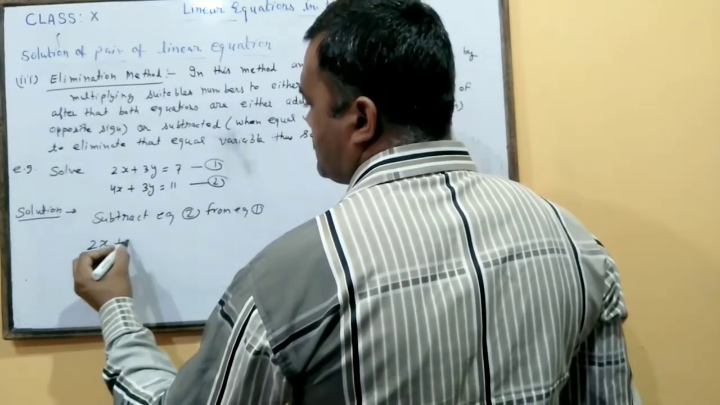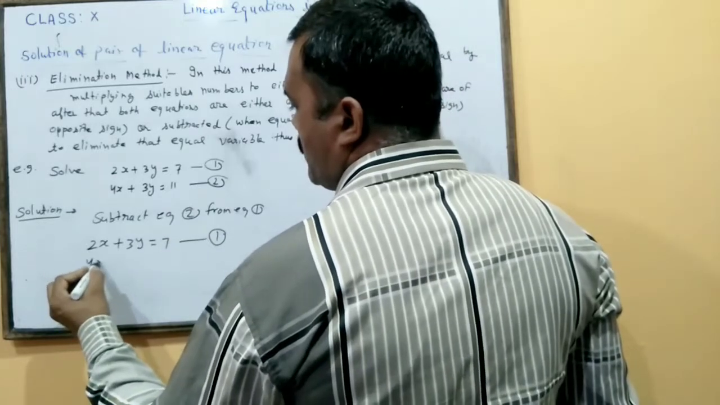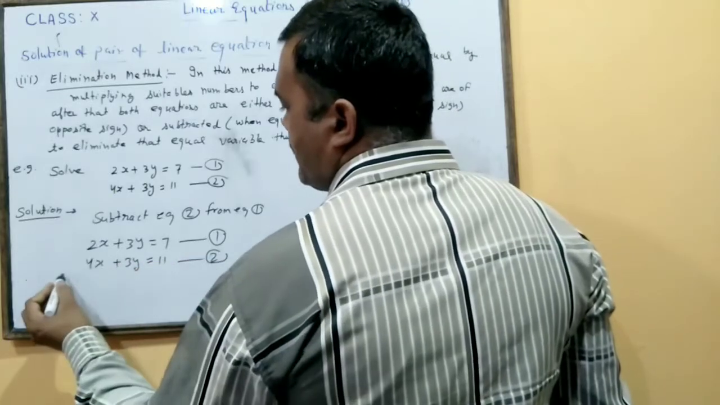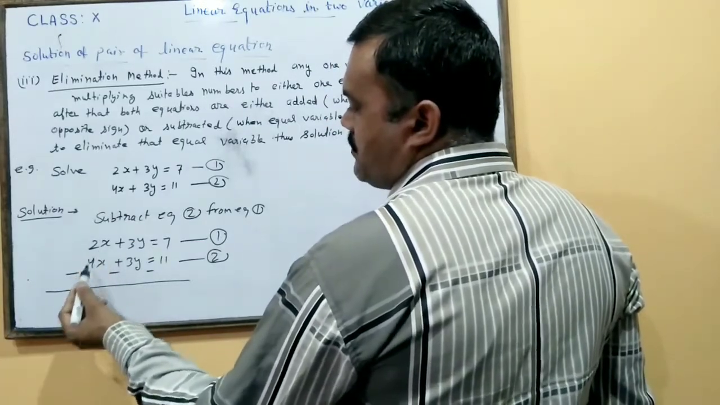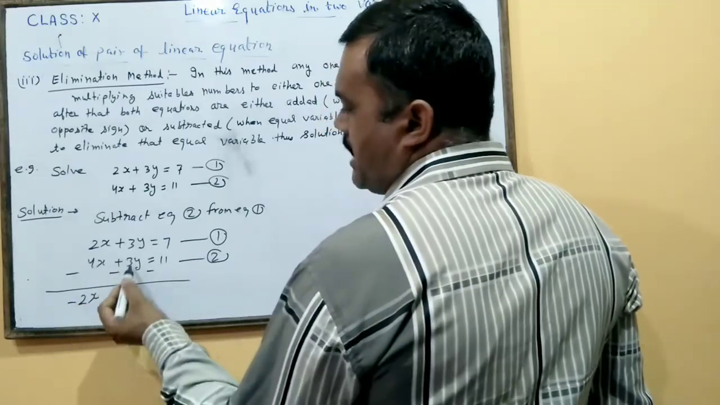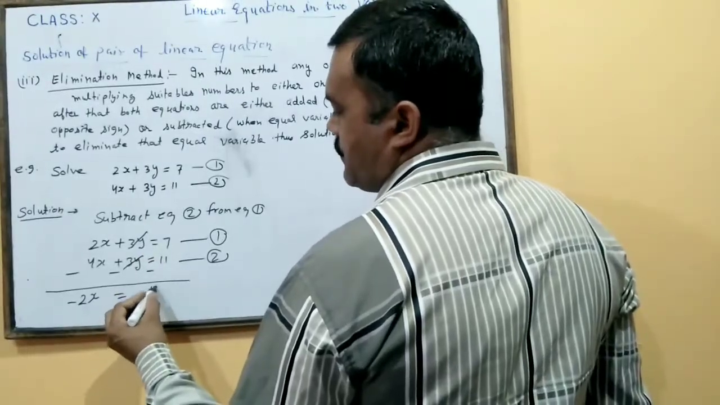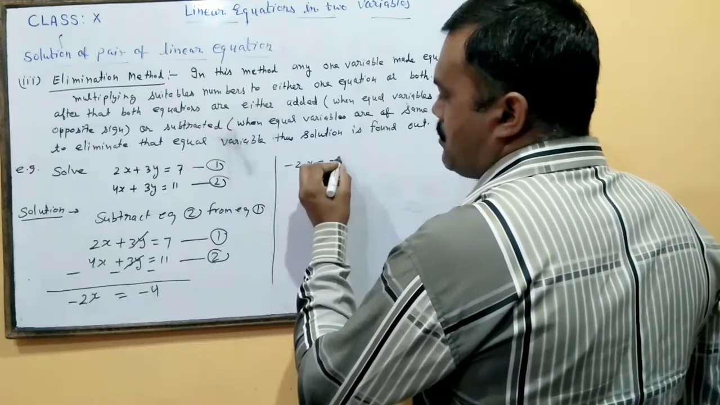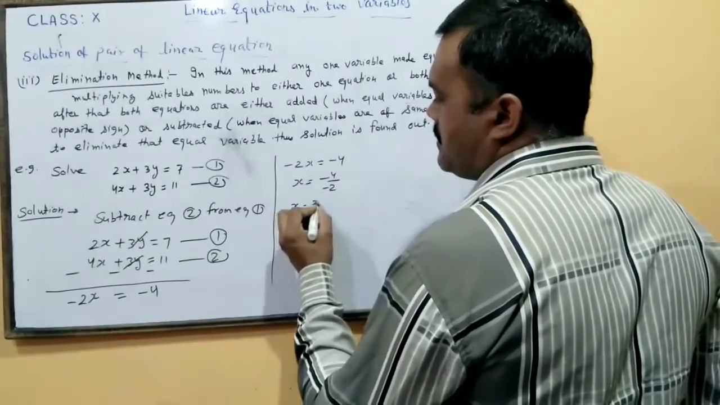2x plus 3y is equal to 7, equation 1, and 4x plus 3y is equal to 11, equation 2. Now we need to subtract, so this will be minus and this will also be minus. So 2x is plus and 4x is minus, so we will have minus 2x, and here these two are exactly opposite signs so they will cancel, and it will be minus 4. So you have here minus 2x is equal to minus 4, then x is equal to minus 4 upon minus 2, and x will be 2.